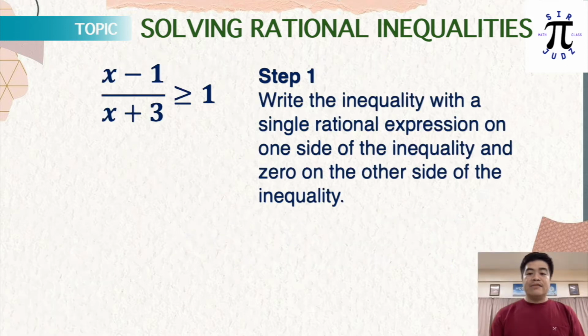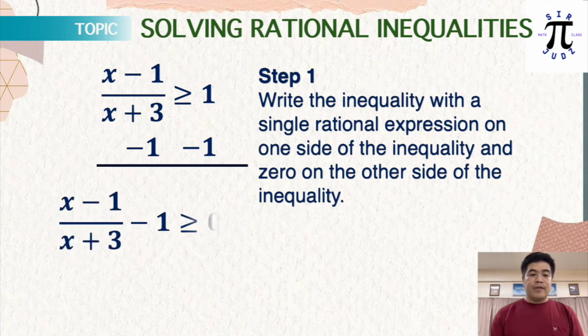Since the right side of the inequality is 1, using the addition property of inequality, we will add both sides of the inequality with negative 1 to make one side equal to 0 and to isolate all the expression on the left side. Or, pwede mo ring i-transpose. Ang pinaka-shortcut natin dyan is, you're going to transpose 1 on the left side. So mangyayari, if we add both sides with negative 1, you will have x minus 1 all over x plus 3 minus 1 is greater than or equal to 0.